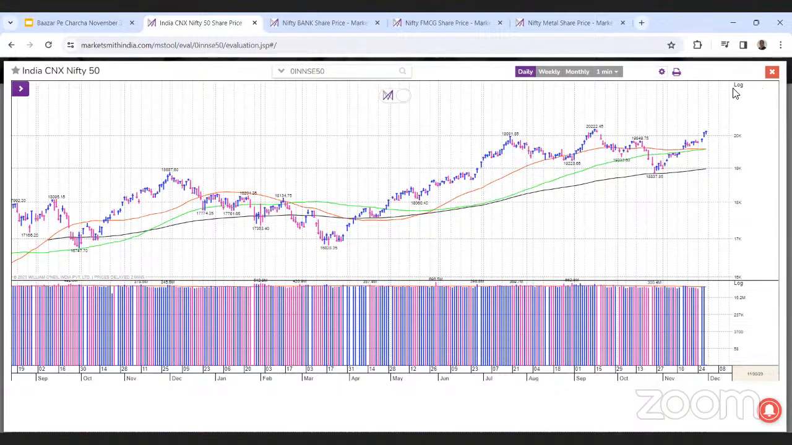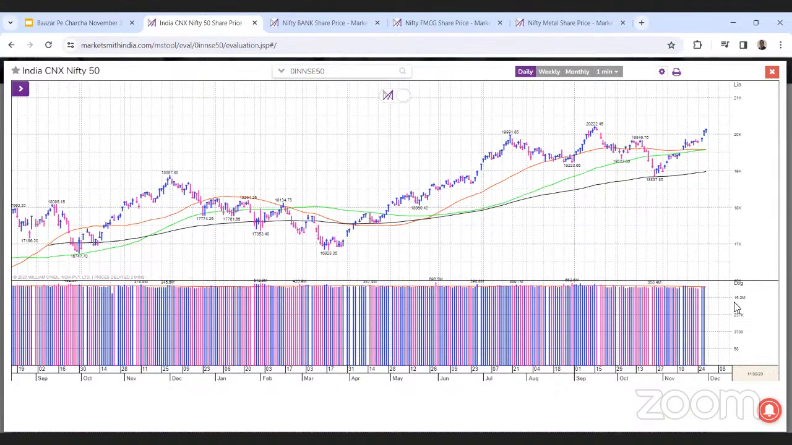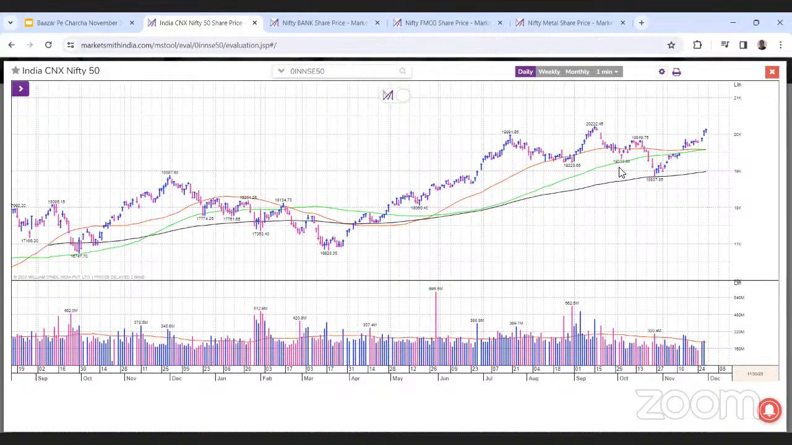Okay. So if I talk about Nifty 50, if you remember the last 2 or 3 Bazaar Pe Charcha, my clear-cut comment was that 19,800 is a range where Nifty is facing resistance, and it was facing resistance, no doubt. 19,800 to 19,850. It tried to cross that level a couple of times previously, but it failed. But this time, in this week only, it has sustainably crossed that level along with good volume and everything.